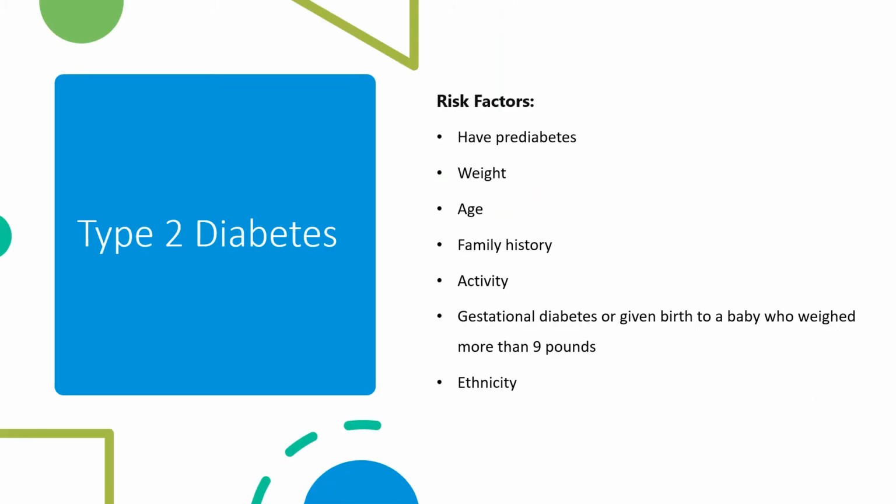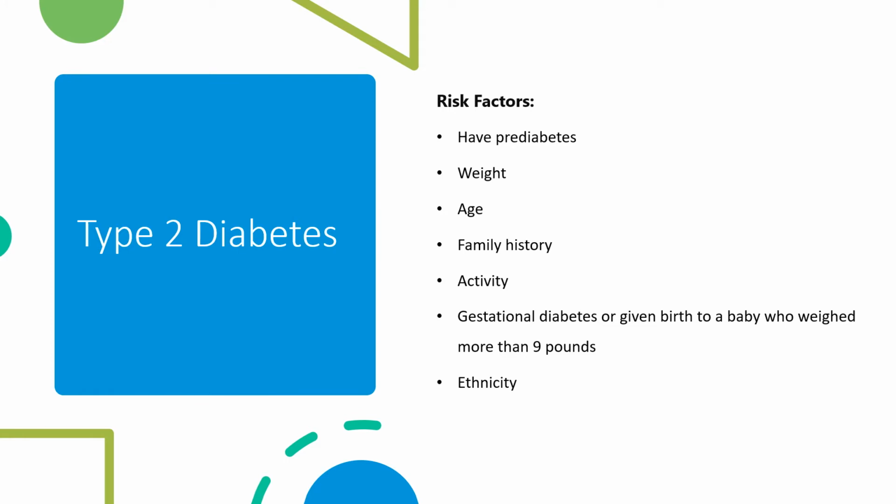Type 2 diabetes is a result of a combination of resistance to the action of insulin and insufficient insulin production. Risk factors include having prediabetes, being overweight, 45 years or older, a family history having a parent, brother, or sister with type 2 diabetes. Activity, if you are physically active less than 3 times a week.